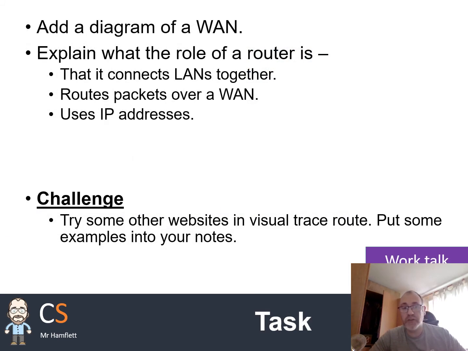So now's a good opportunity to pause and make some notes. So do make a diagram for a WAN. You can find those on the internet really easily, or you can make your own if you wish to. Show that a WAN is a collection of local area networks, that it connects these local area networks together using a router, and explain the role of the router in that scenario. So the fact that it routes packets across a wide area network. You may wish to do a visual trace route using that software and take a screenshot and put that into your notes. That would be really excellent notes. And explain the idea that it uses IP addresses and not MAC addresses.